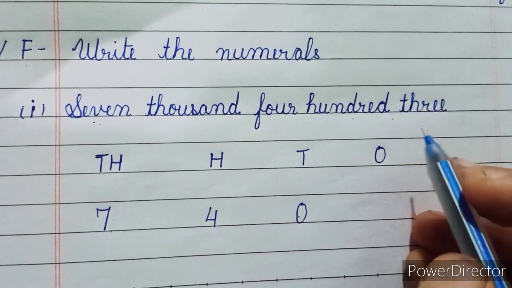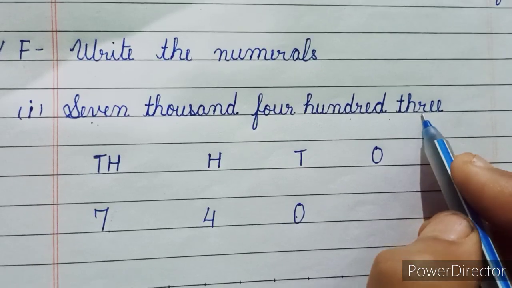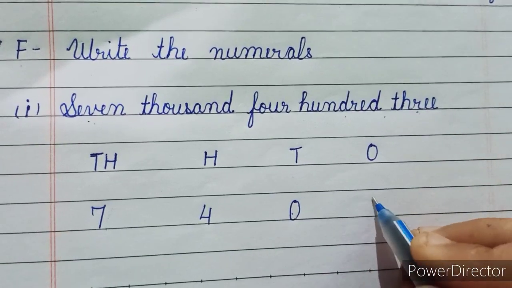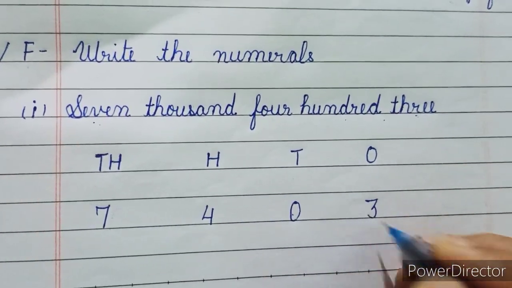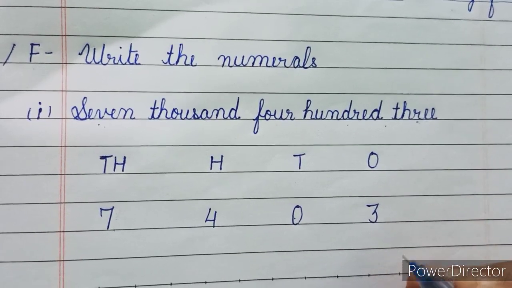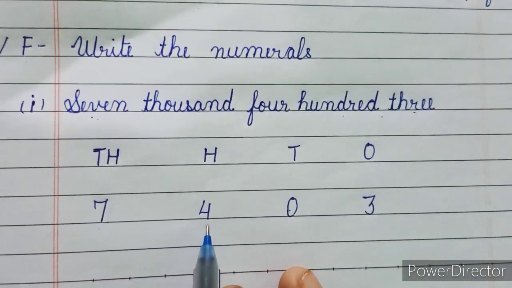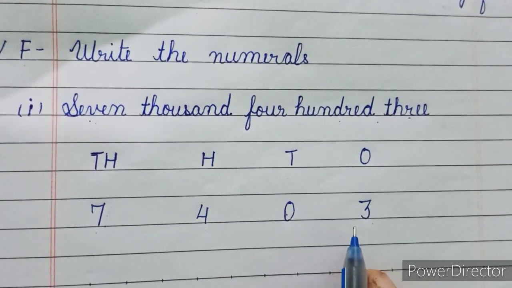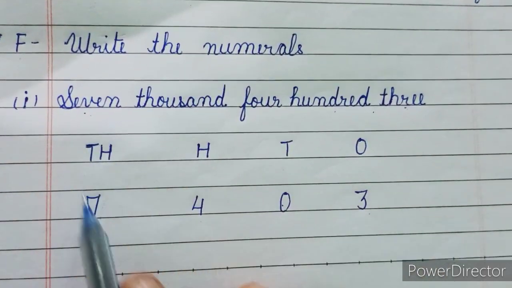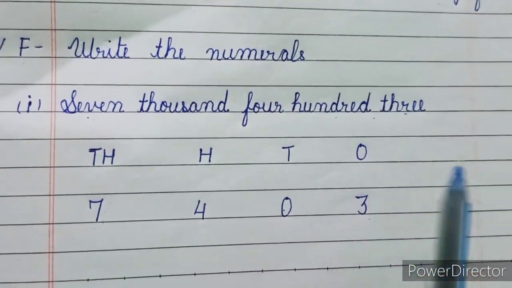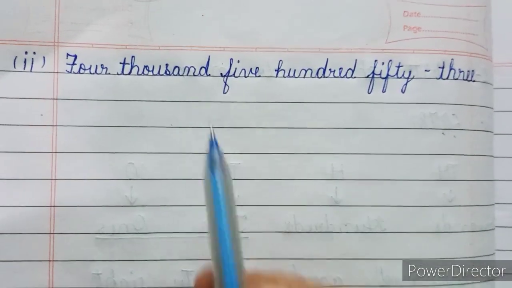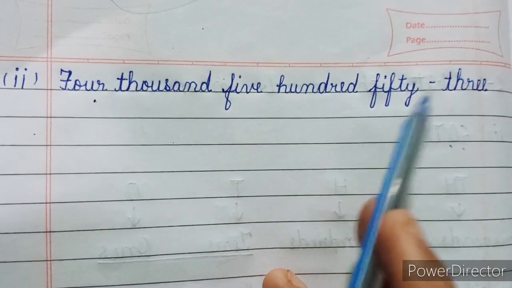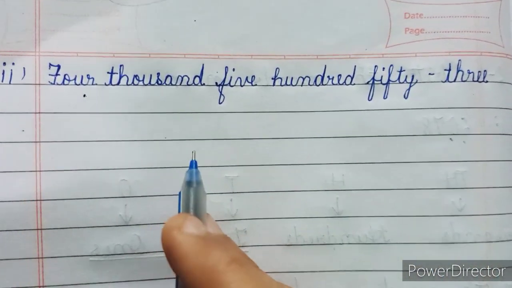Now what is in the last place? Yes, 3. It is ones. So we will write 3 in the ones place. Now read it. 7403. Okay? Children, if you do not understand, then you can do it very easily by writing like this. Okay? Second one is 4553. We will do it in the same way.